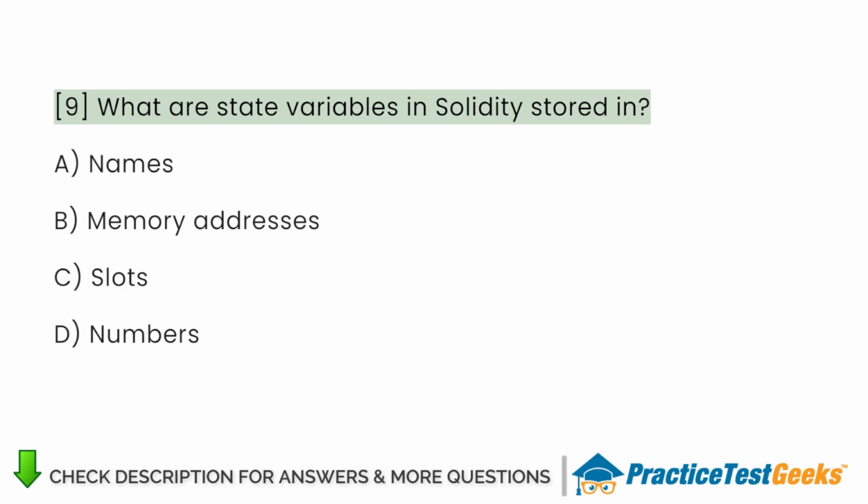What are state variables in Solidity stored in? A. Names. B. Memory addresses. C. Slots. D. Numbers.